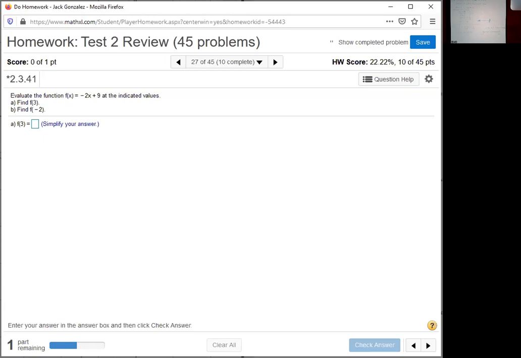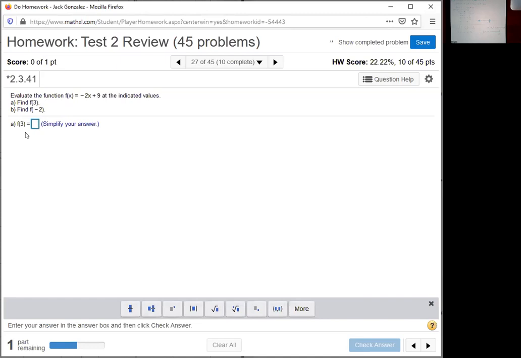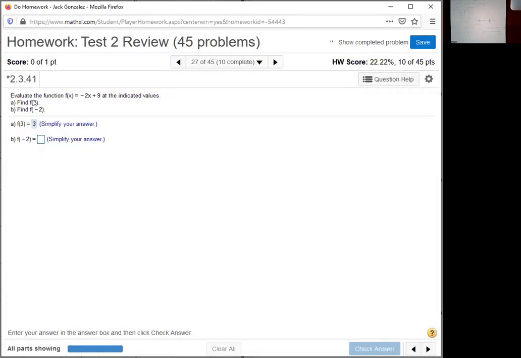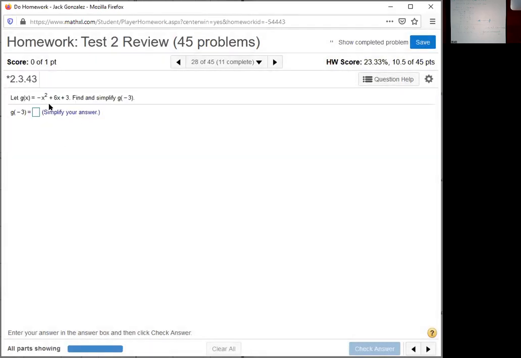On this one, I imagine you guys know how to plug in numbers, right? F of 3 means you plug in the 3 here. So -2 times 3 is -6 plus 9 should be 3. So when you see this notation, remember, you just plug in the number. Nothing really to do there. This one's the same deal. Plug in -3 for the x squared and the x, and then add your numbers.